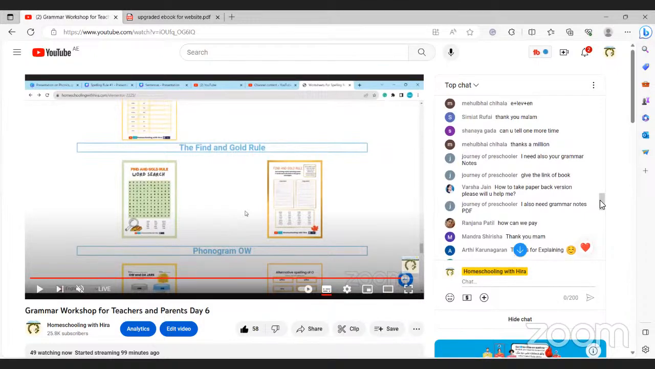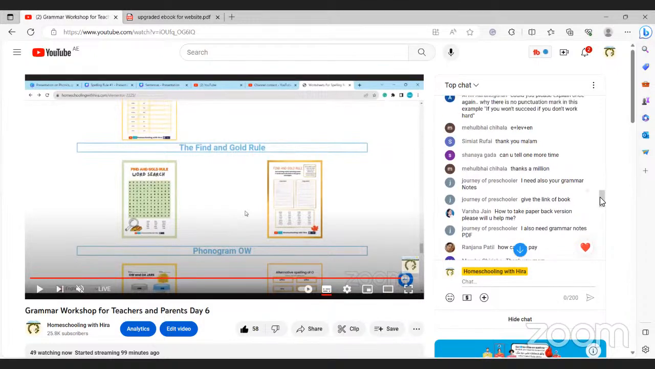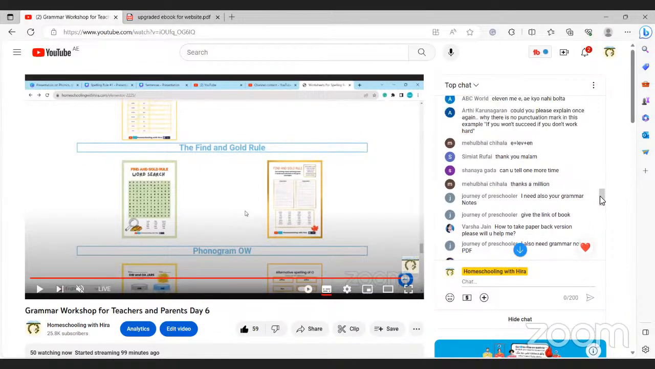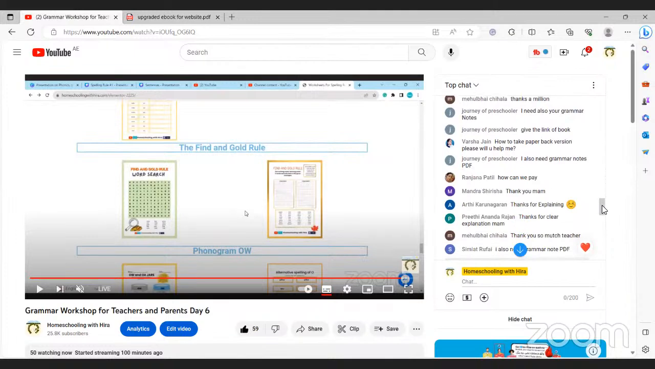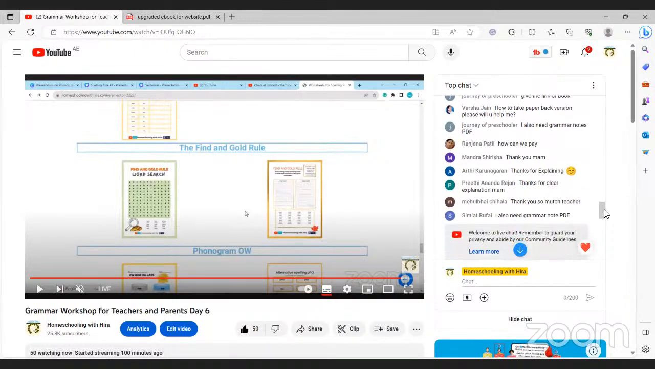How to take paperback version? Somebody else has. I don't know. In India, I don't know why Amazon is not selling paperback version. You can just buy the Kindle there.